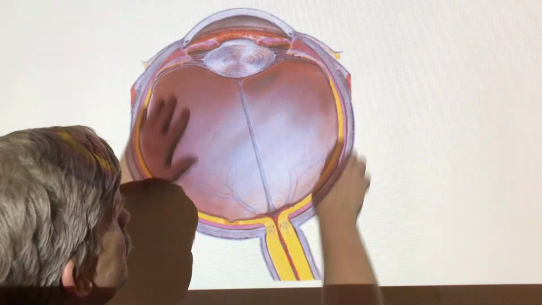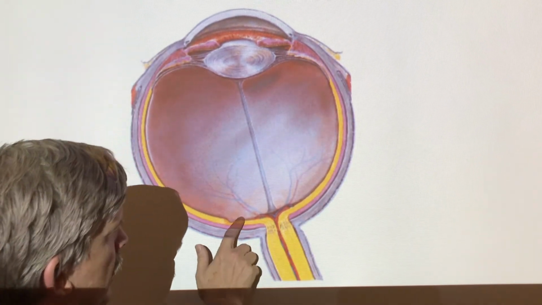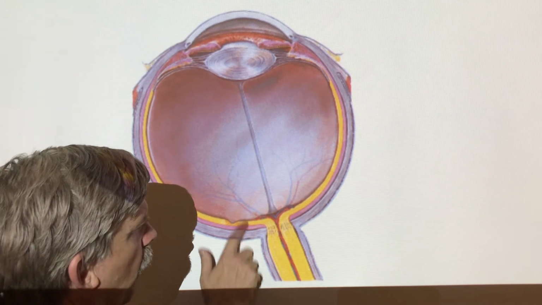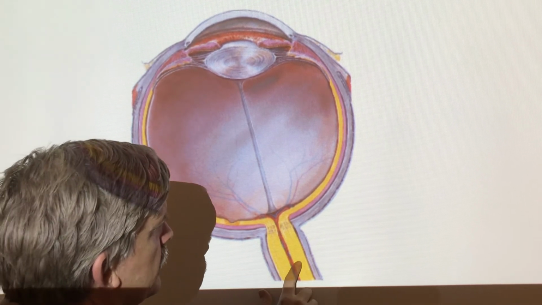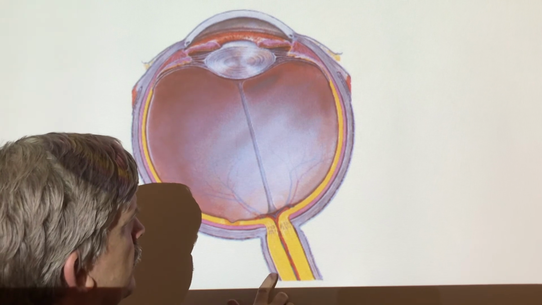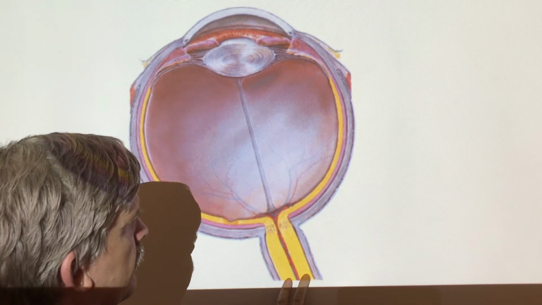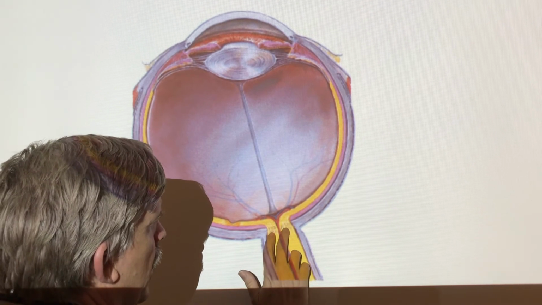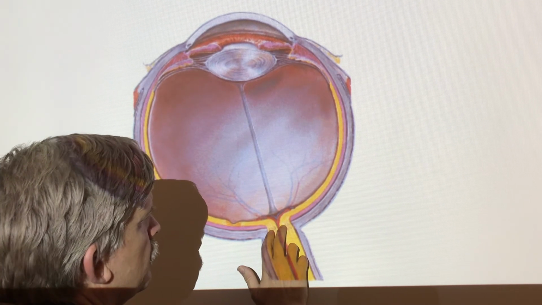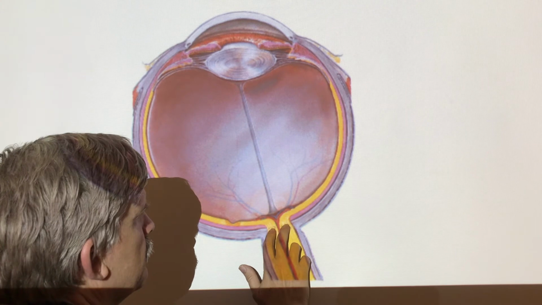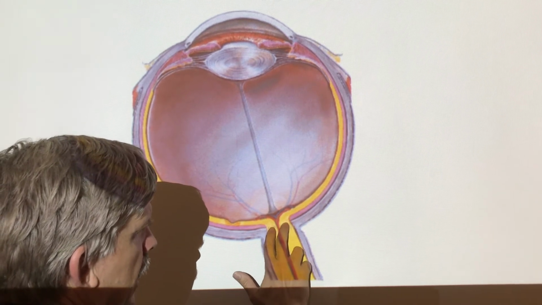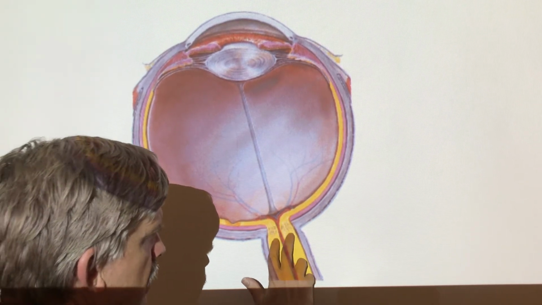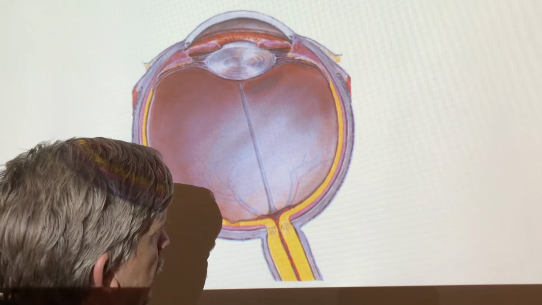So now we come down here, we're at the back. We've talked about the three layers that form the wall of the eye. And this is the last area that we need to talk about. And this is where we have the connection of the optic nerve, cranial nerve 2. And notice that it's making connection to the receptors, the rods and the cones within the retina. And it's going to carry the sensory information back into the brain.